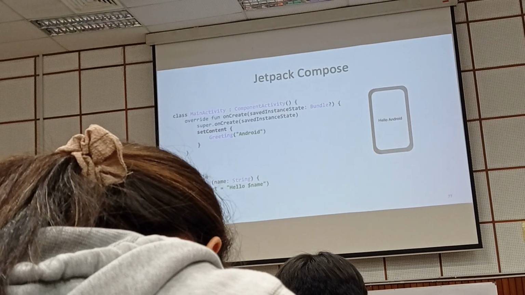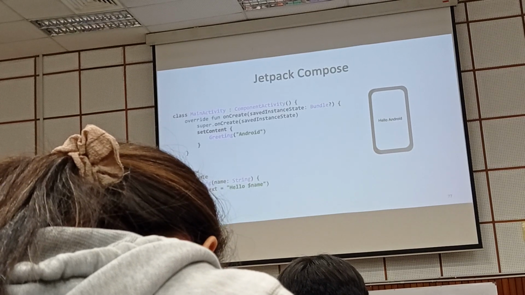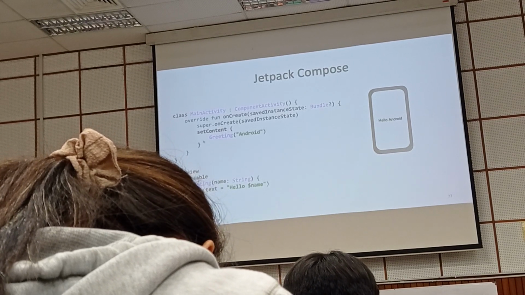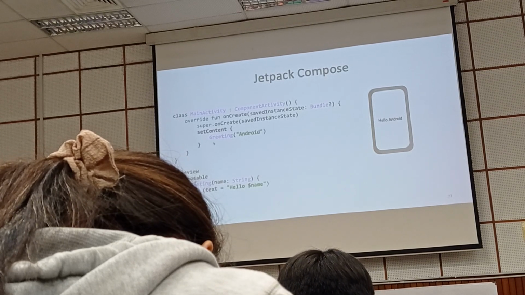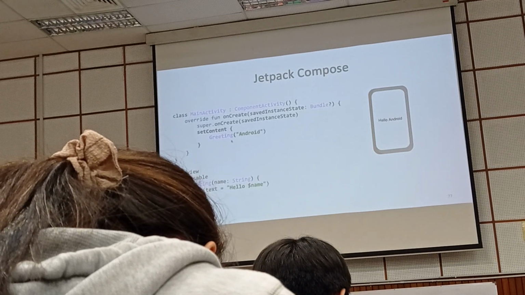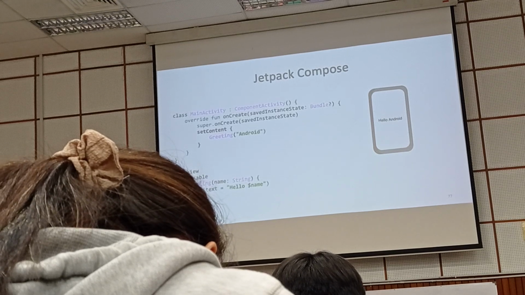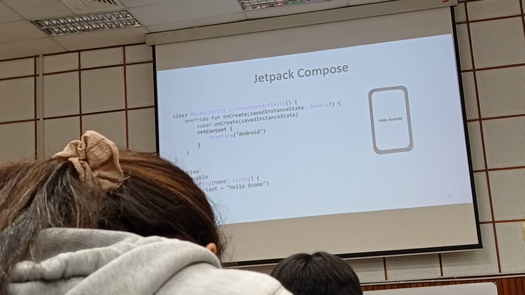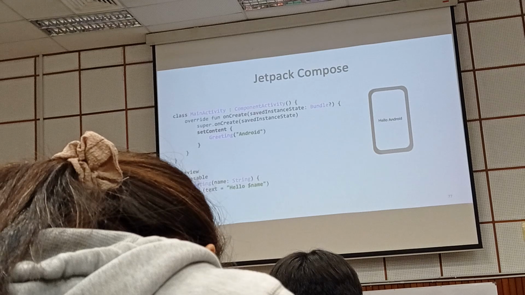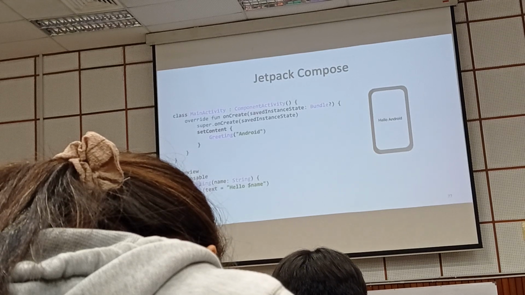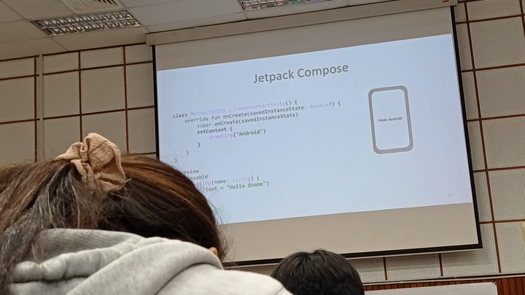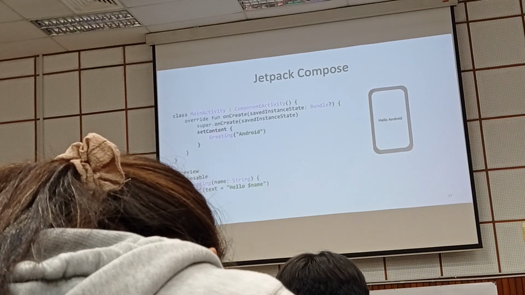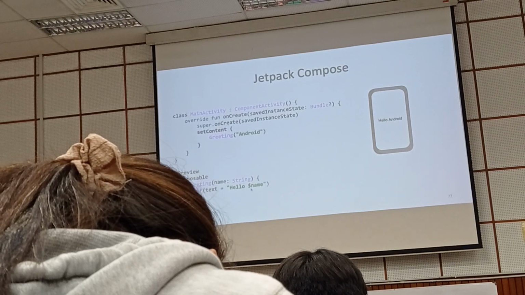So just a simple example for you here. This is how we describe the UI. In the example here, Greeting is defined as composable and previewing. You can see if you want to create the UI using code, then you call a class, Text, and then you assign the text to it.